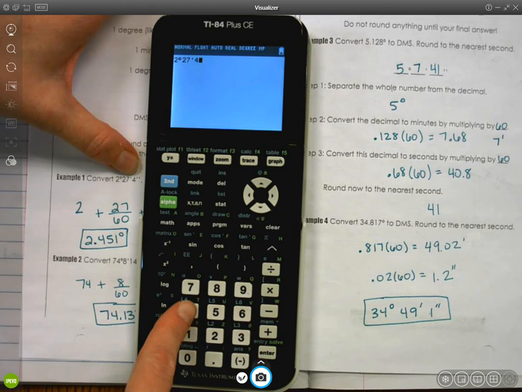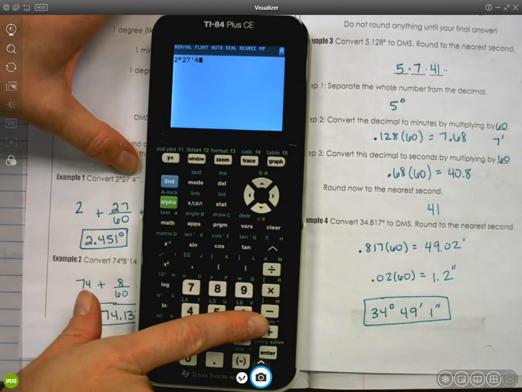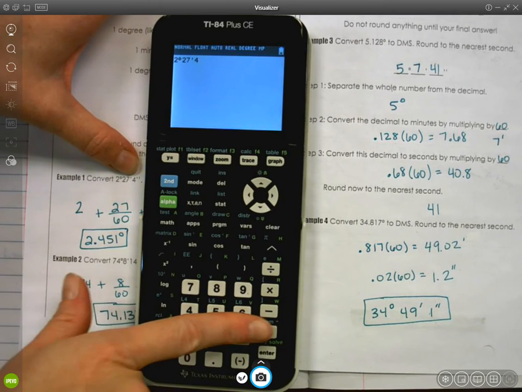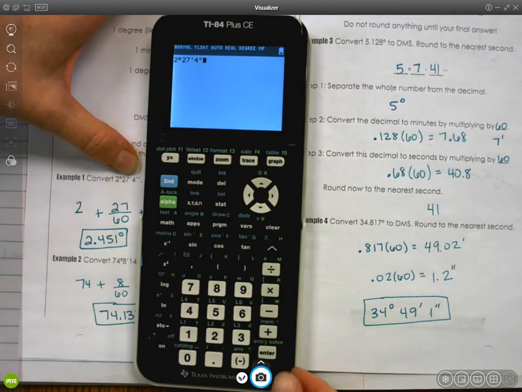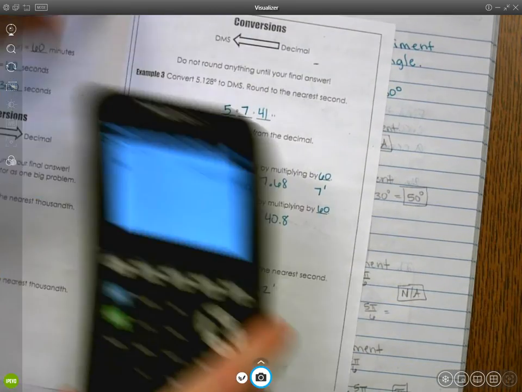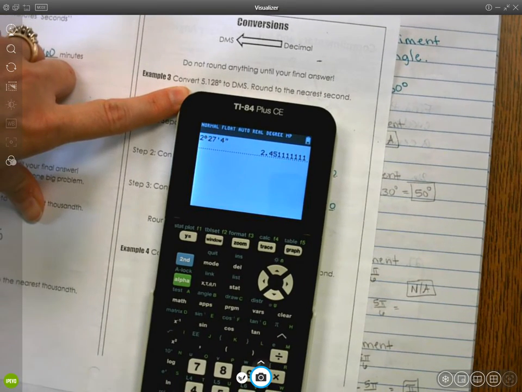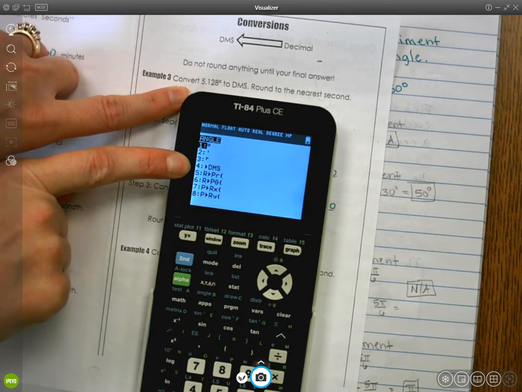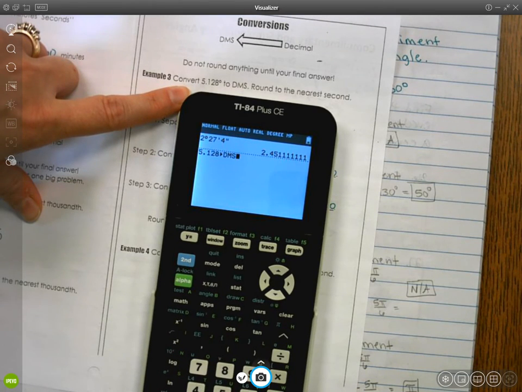But when it comes to getting the seconds, they put it down here, and it's in green. So you have to do alpha plus sign. Once you get it typed in like that, you hit enter, and it gives it to you as a decimal. Going the other way, let's take this one. If I take my 5.128, then if I go to angle, number 4 says convert to degrees, minutes, seconds. So go to the angle menu and choose that, and it gives it to you. You just have to remember to round that last number because they said to the nearest second.